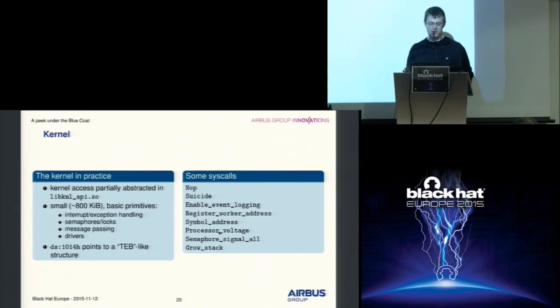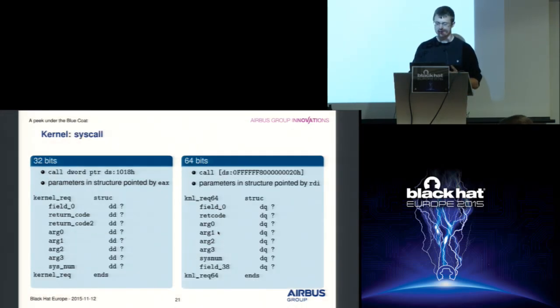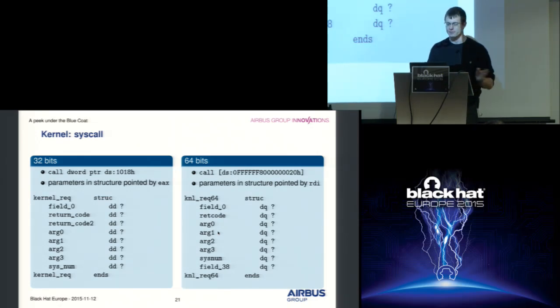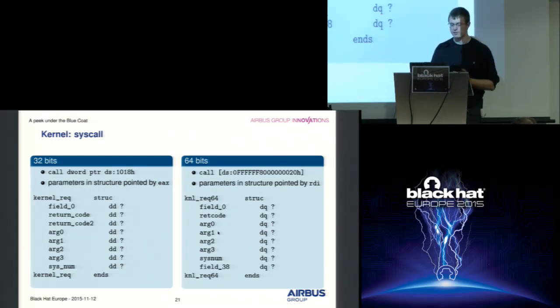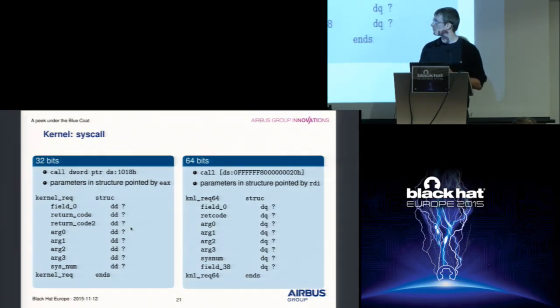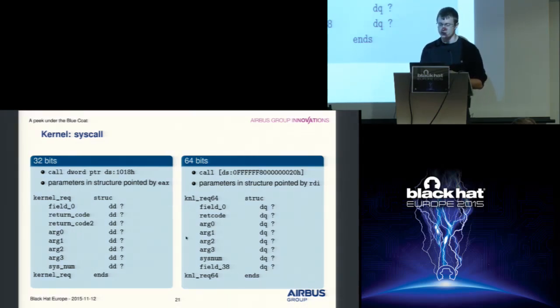So we didn't spend that much time looking at the kernel, but we wanted to know about the way the syscalls are done. You have two ways to call the kernel, either in 32 bits or 64 bits. They're really the same. You just call a call gate, which is at a fixed address, and you pass a structure pointed to by EAX where you have basic stuff. A return code will be stored when you get back from the syscall, and then you have 4 arguments and the syscall number. Nothing really special. Exactly the same for 64 bits, except the address, of course, is different, and the structure is 64 bits variables instead of 32.